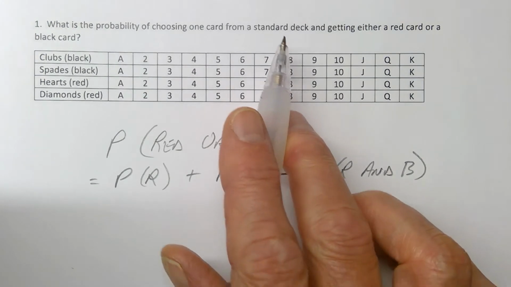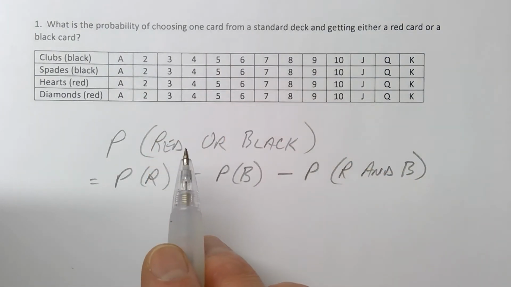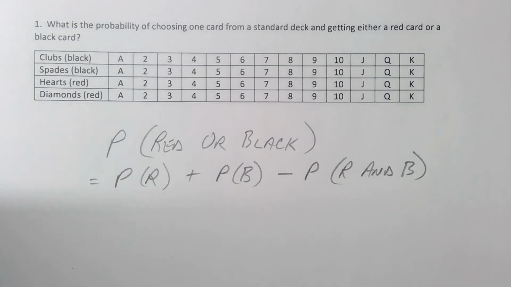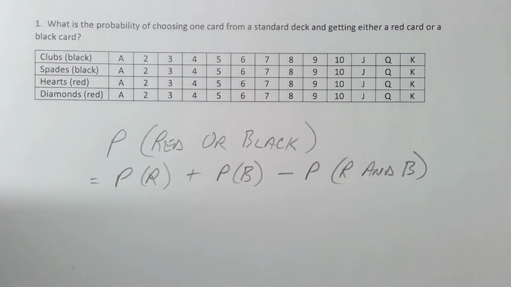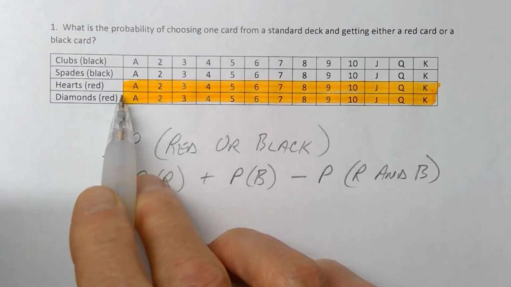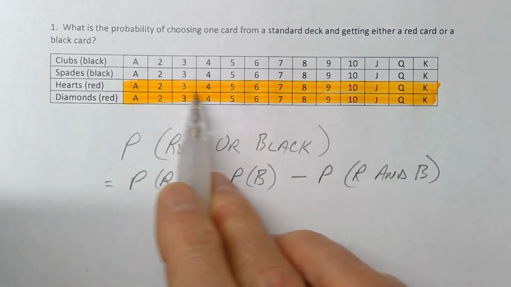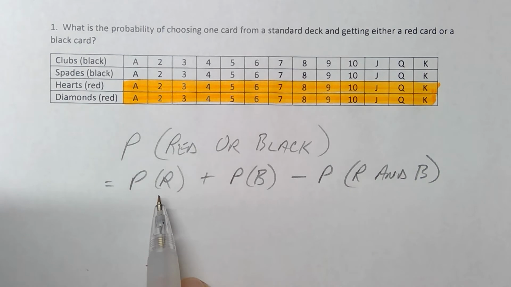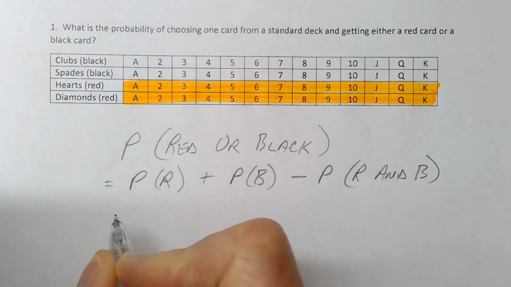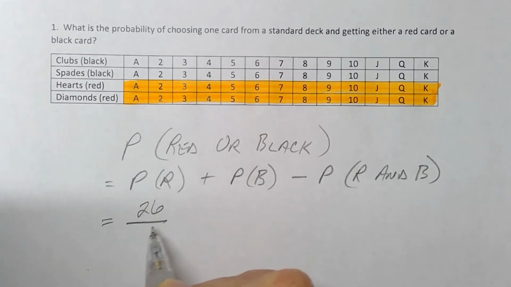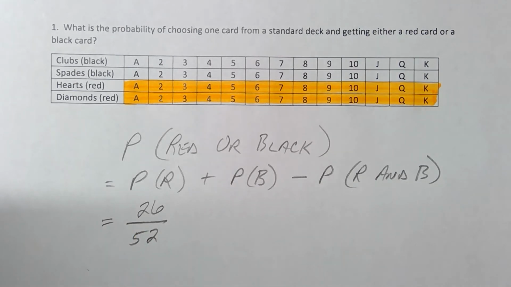So when you're doing probabilities with a deck of cards, your probabilities are always going to be out of 52. There's 52 total cards. For the probability of drawing a red card, I've colored in all my red cards. Hearts and diamonds are both red. I colored in 13 hearts and 13 diamonds, so 26 cards are winners. The probability of pulling a red card is 26 out of 52.